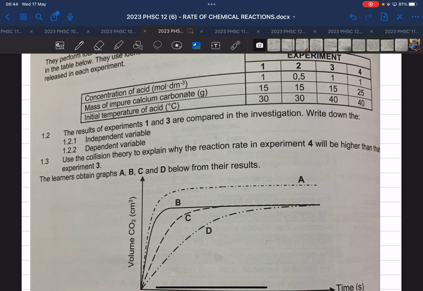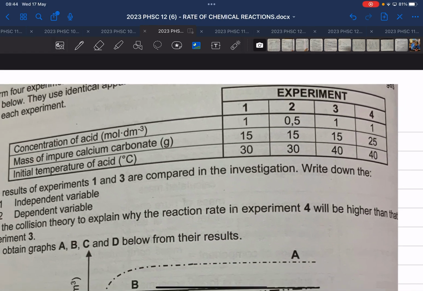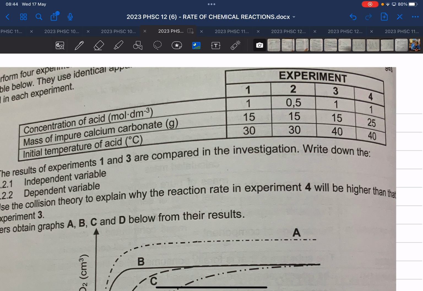So, that's one of the reactions that we are going to do. Then they give that reaction for you, the balanced equation. Then they say they perform 4 experiments under different conditions, mass and temperature, as shown in the table below. So there you can see the 4 experiments. They have the concentration of the acid. This one is 1, 1, 1, and this one is 0.5.